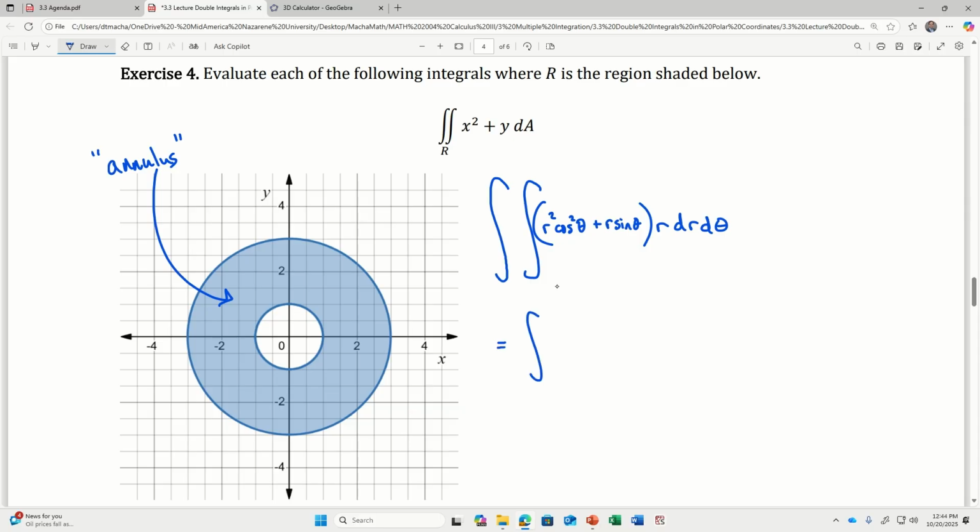I'm going to simplify this a little bit before we go any further, because I also have that bonus r. So I'm going to make that r cubed cosine squared theta plus r squared sine theta dr d theta.